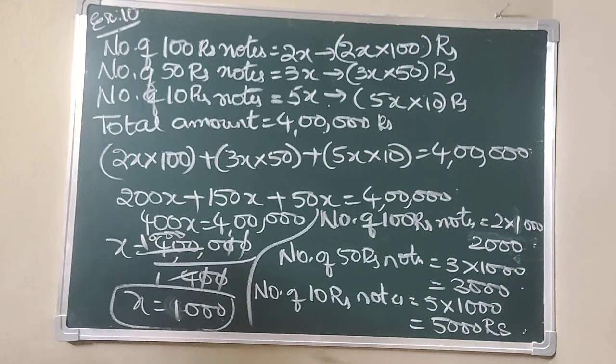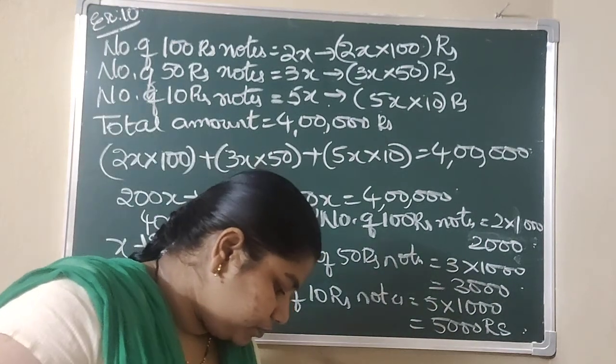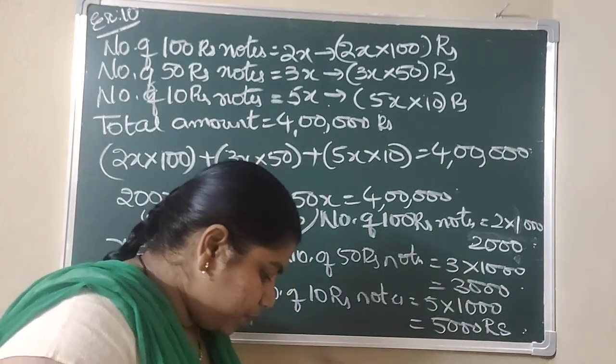So here the number of 100 rupee notes is 2000, the number of 50 rupee notes is 3000 and the number of 10 rupee notes is 5000. So this is our 10th solution, 10th example problem.